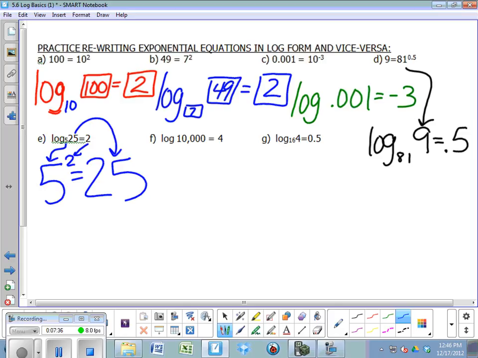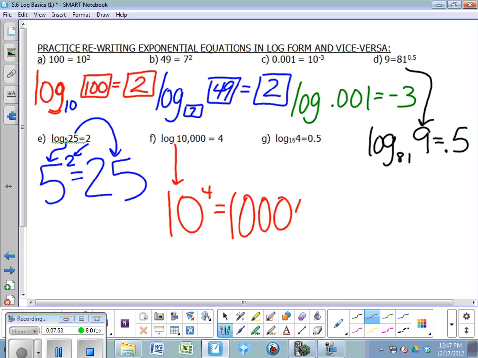Next one. What's the base when it's not there? Ryan? When it's not there, it's understood to be 10. 10 to the 4th equals 10,000. That's the only way that works. If you wrote 4 to the 10th equals 10,000, that's false. If you wrote 10 to the 10,000 equals 4, that's ridiculous. There's only one way where it actually works, 10 to the 4th.